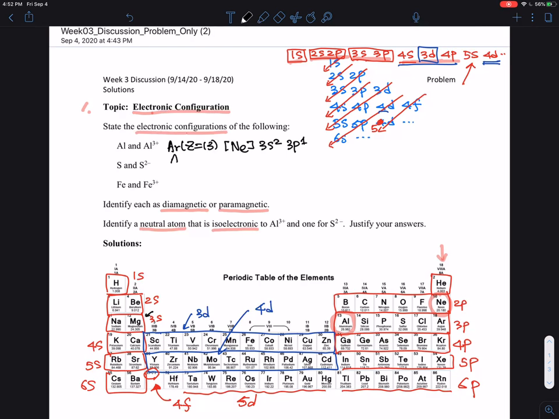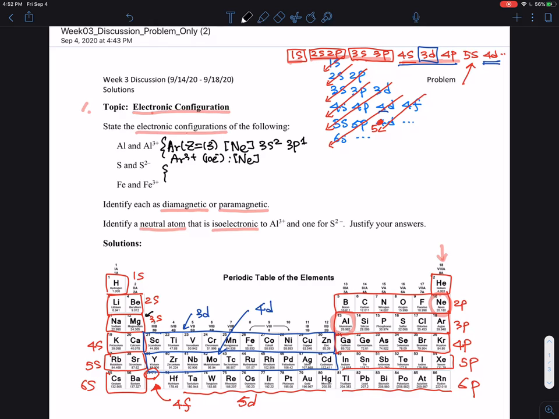What about aluminum 3+? That's 10 electrons. Therefore, it has the same number of electrons as neon. Okay, so that's what they are.